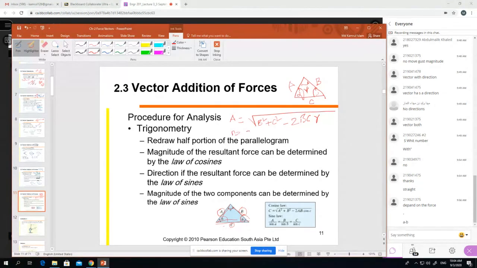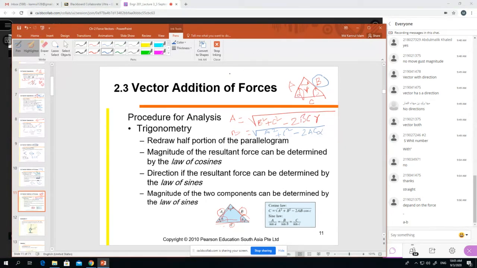Similarly, side B. What will be the side B formula? Side B will be, just a moment please. We are calculating B now. So the formula will be A square plus C square minus twice A into C into cos alpha.